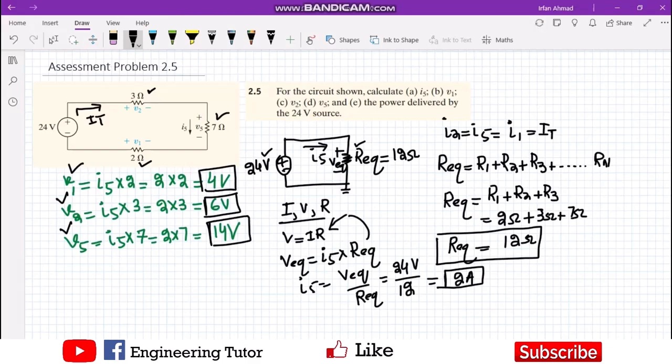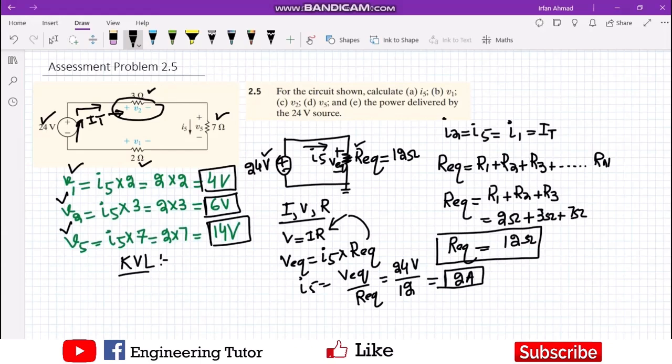From these three values we can easily prove the KVL theorem, which says the sum of all the voltage rises is equal to the sum of voltage drops. Here the voltage rise is this voltage source, because the direction of current is entering from the negative end and coming out from the positive end, and in the passive elements it enters at the positive end and comes out at the negative end, which will always remain the same.